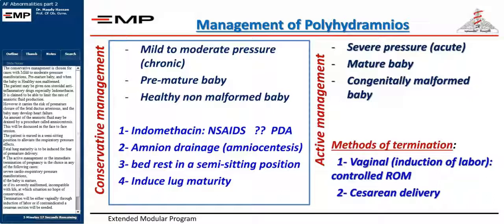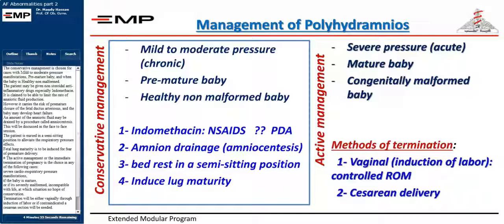An amount of the amniotic fluid may be drained by a procedure called amniocentesis. This will be discussed in the face-to-face session. The patient is nursed in a semi-sitting position to alleviate the respiratory pressure effects. Fetal lung maturity is to be induced for fear of premature delivery.